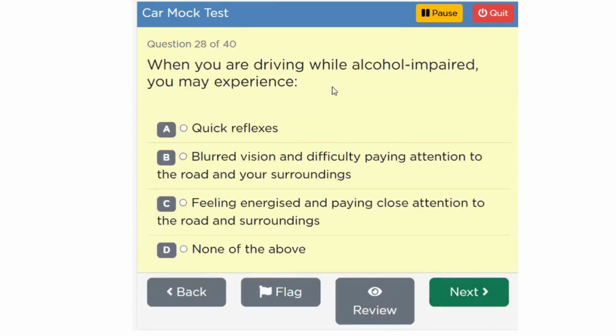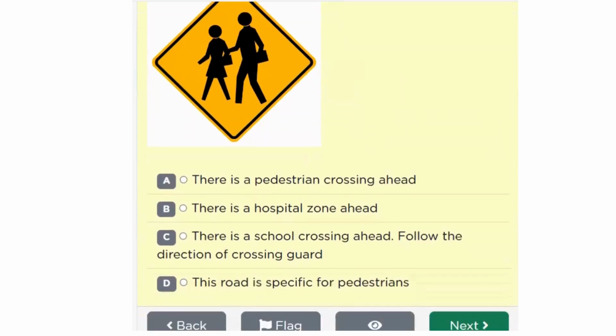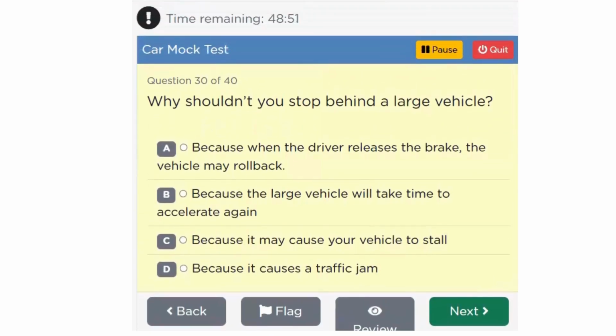When you're driving while alcohol impaired, you may experience quick reflexes, blurred vision, of course. What does this sign mean? There's a pedestrian crossing ahead, there's a hospital zone ahead, there's a school crossing. Follow the direction of the crossing guard. Why shouldn't you stop behind a large vehicle? Because when the driver releases the brake, the vehicle may roll back.